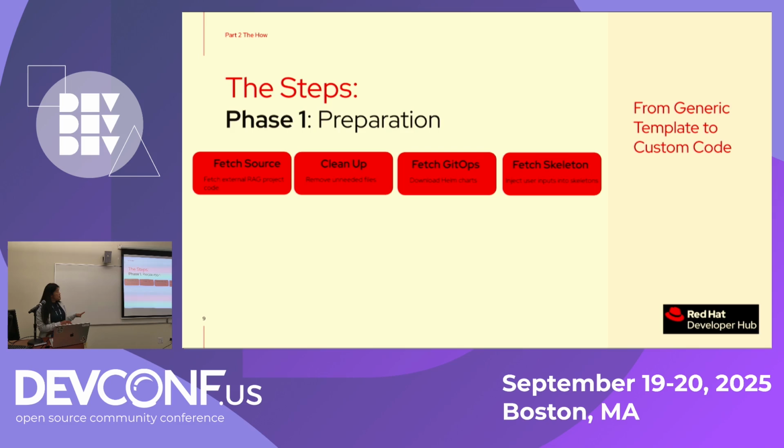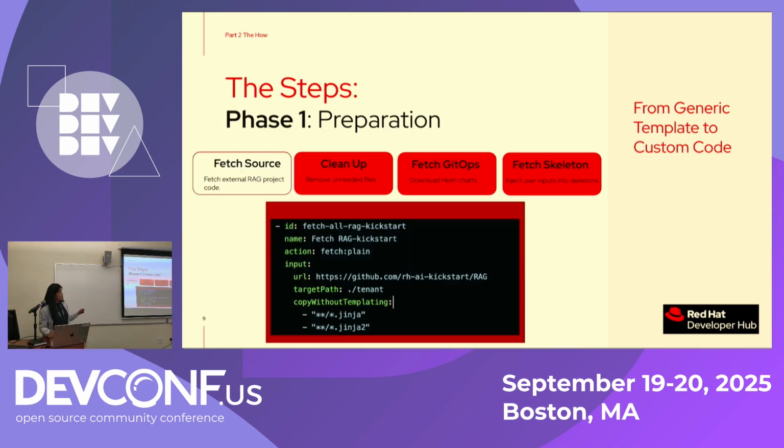Okay, so once the developer fills out that form that the software template creates, then the steps start happening. The first thing is the template automatically fetches source. This is the actual code, the configuration that you would use to fetch code. In this case, we're fetching another repository. So under input, you would list out all these things.